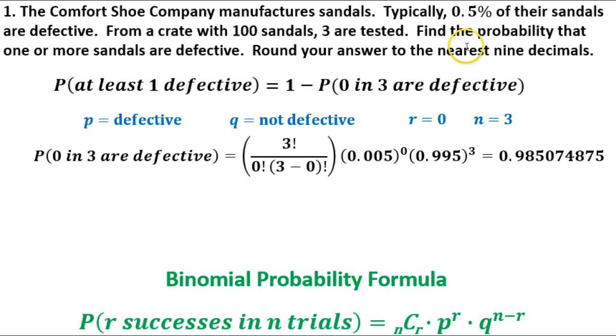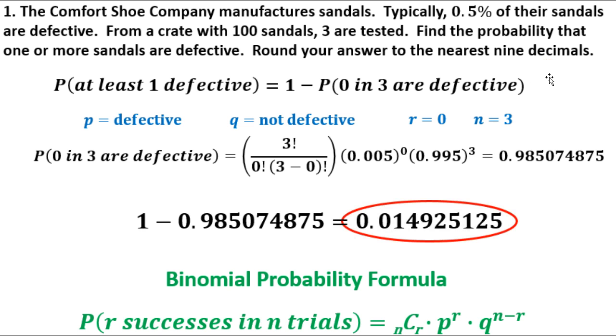But that's not what our question asked. Our question asked the probability that 1 or more are defective. So at least 1 defective is 1 minus this probability. Now we've got to take 1 and subtract this probability, so 1 minus this number right here. Now we have to round it to the nearest 9 decimals it shows, so we've got to make sure that we do that correctly. But this is your probability that at least one of those sandals will be defective. It's 0.01492, all the way down the line. So not a very large probability, but we knew that going in because it's not a very high probability that one of the sandals is defective in the first place.